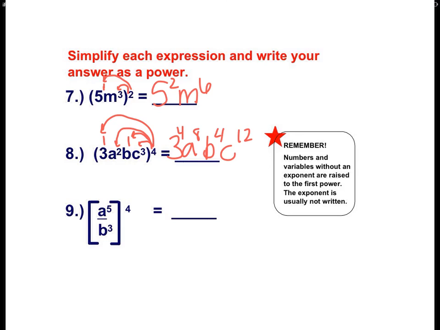Our last and final example. We have brackets, which work just like parentheses. Let's distribute. We have 4 times 5, giving us a to the 20th. We have 4 times 3, giving us b to the 12th. The key here is that we always distribute an exponent on the outside of parentheses to every single exponent on the inside of the parentheses.